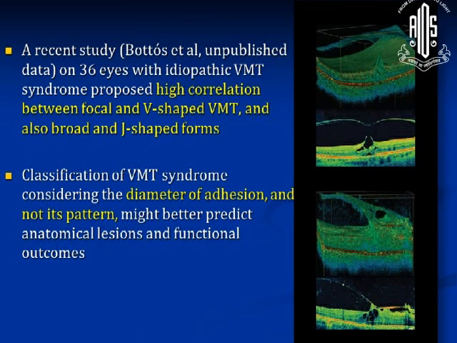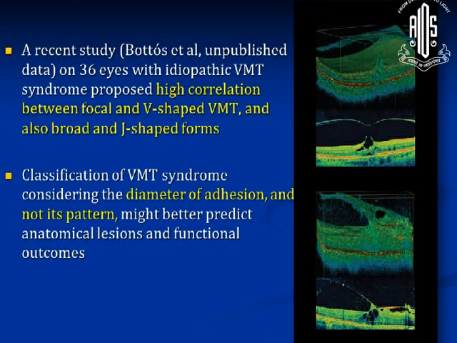Another thing is, a study of 36 sites with idiopathic VMT syndrome has shown a high correlation between the focal V-shaped VMT and the broad J-shaped. Prognostically, the V-shaped one is better. Similarly, the focal adhesions are more common with the V-shaped, and the broad VMTs are more associated with the J-shaped pattern.